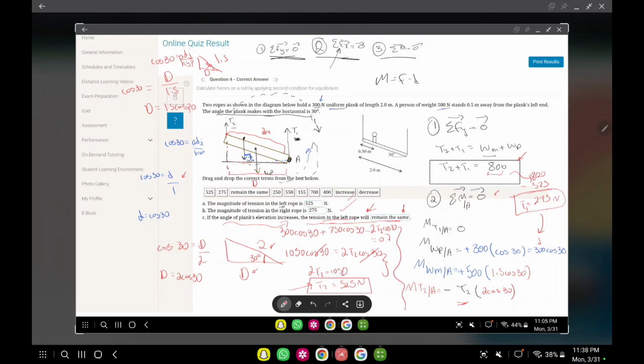Just like this. I cancelled the angle with the angle, the cosine with the cosine. Since they cancelled out, that means for whatever value of the angle, it's going to end up cancelling out over here, and you're going to get the same value of the tension every single time. Okay, so that's why it's going to end up remaining the same. It won't change. So change the angle as much as you want.